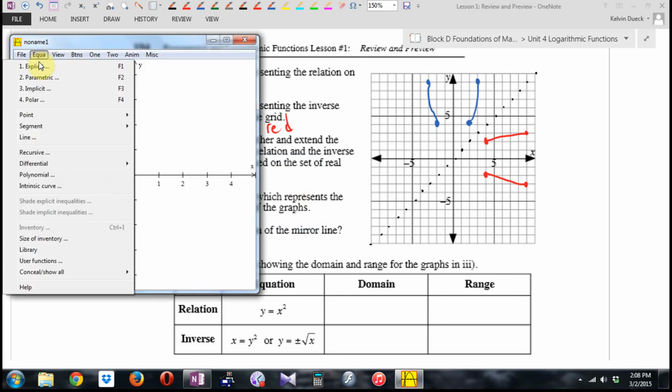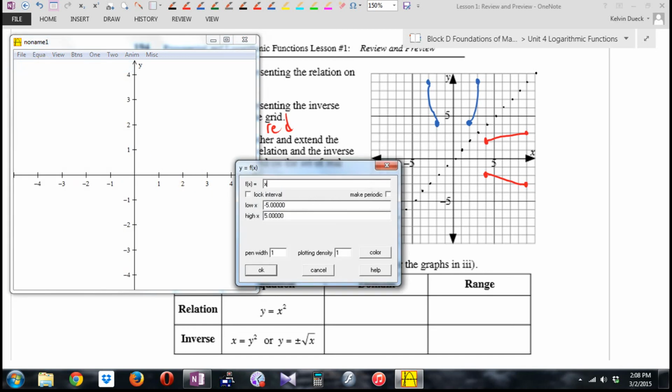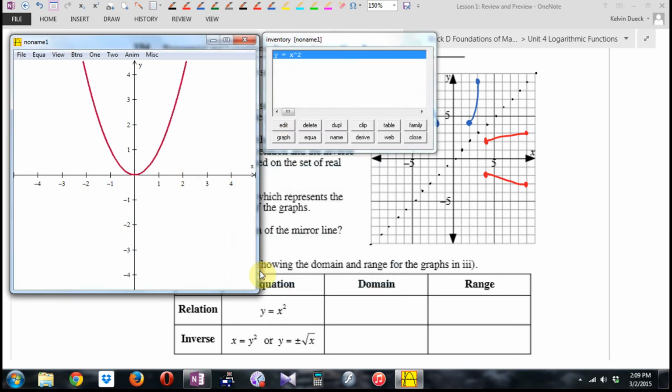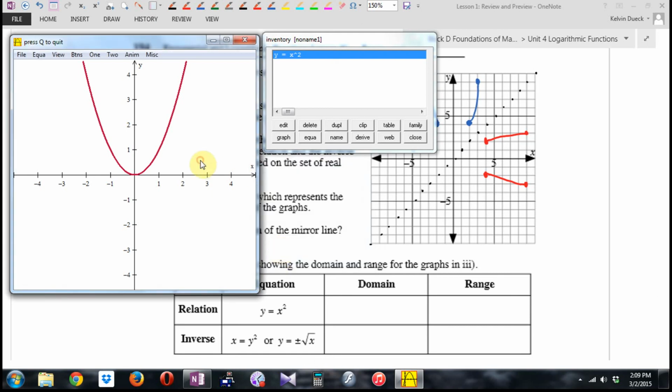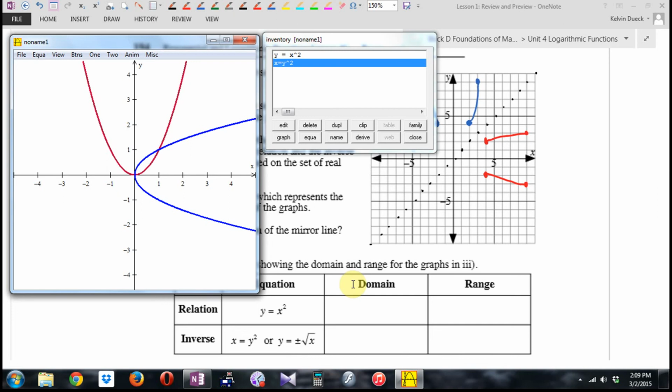So the first equation is the parabola y equals x squared. I'm going to make the line a little thicker. You've seen that one a whole bunch. This second one, how do I find an inverse? On this software, I graph what's called an implicit equation, so I switch to x equals y squared.